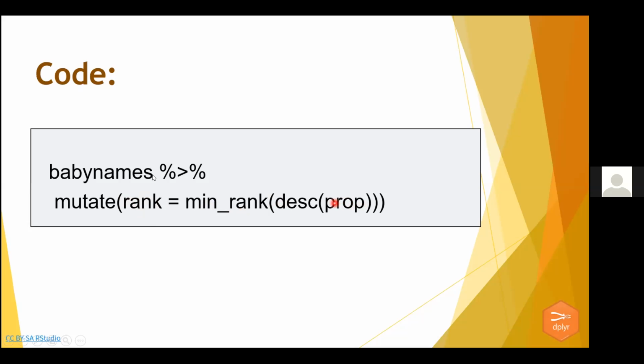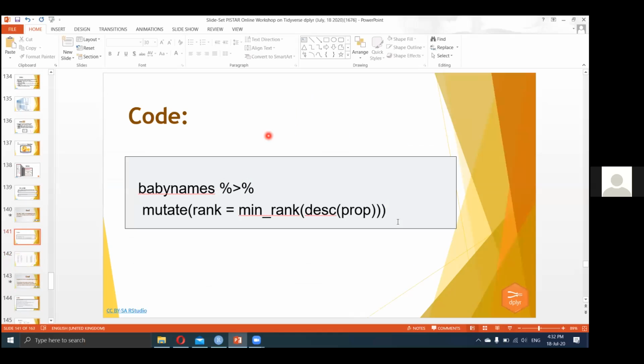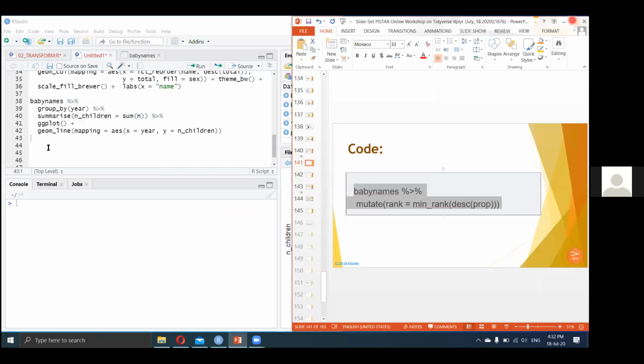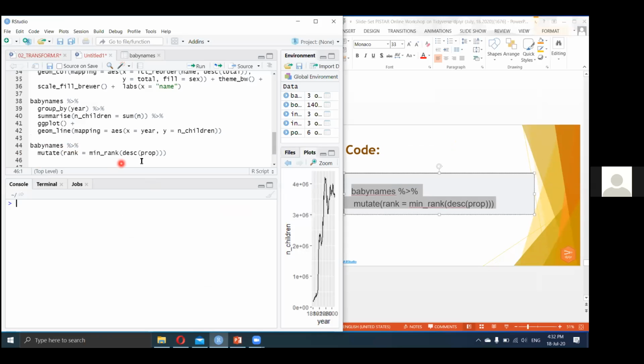Proportions are available in the baby names. Using this variable from the baby names, using the descending order, min ranks are assigned, and these min ranks are stored in the variable rank, and this is accomplished by the mutate command. So I'm going to run this command in RStudio, so that you can understand the mutate function as well as the min rank function. Just baby names, mutate, rank, and run it by placing my cursor here.